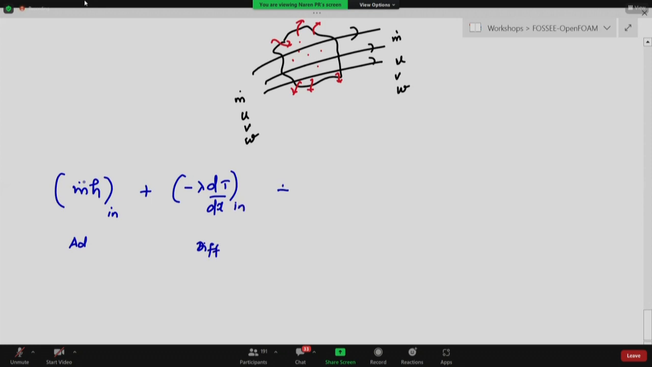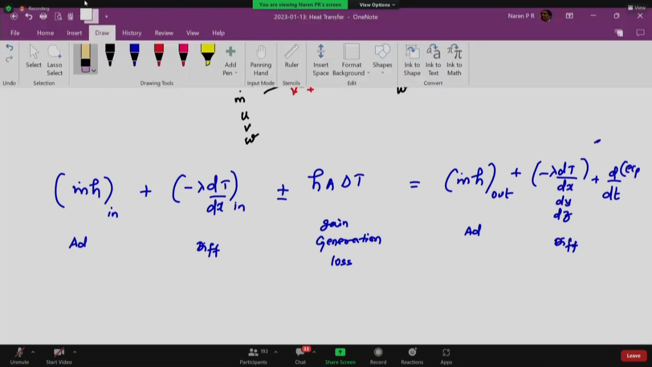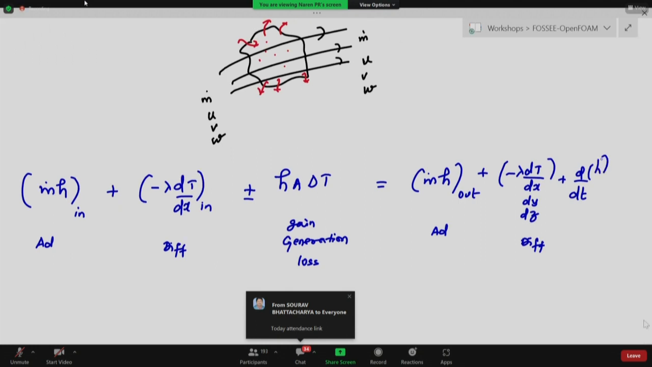This is again in. Plus, you can have either the generation, the transfer within the system, into the system, or out of the system. So you can have here HA, area times delta T, which is actually the heat transfer. So this could be generation, or this could be loss. I mean, it may be gain, depending on whether it is plus or minus. Again, you have M dot H, which is out, which is the advection out, plus again a diffusion. This could again be dx, dy, or dz, depending on how you take diffusion, plus an accumulation term. This is d by dt of rho cp T. This is primarily how much enthalpy is stored in the system.